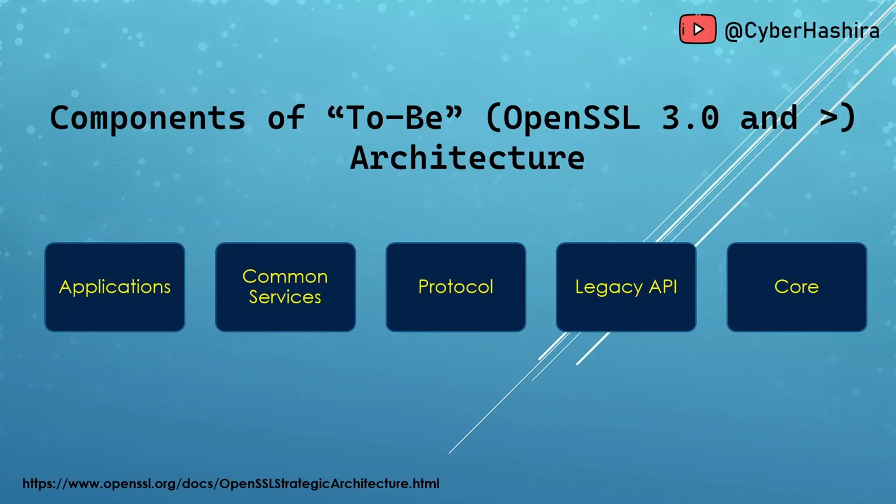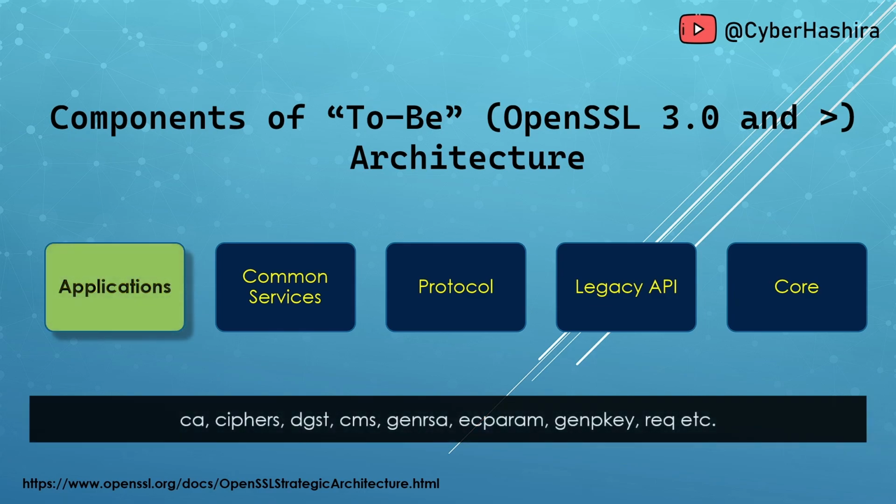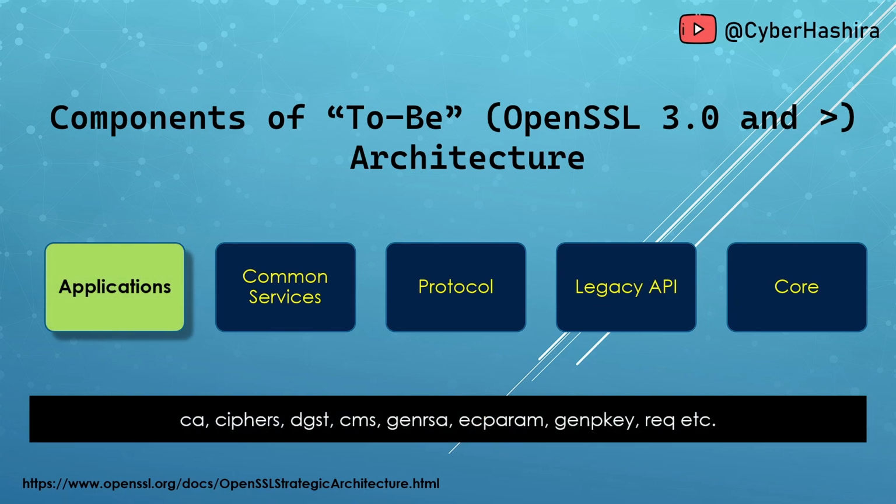Starting with OpenSSL version 3.0, there is a new to-be architecture and it has some changes. Let's talk about those changes. Application is the same as it was for the previous version of OpenSSL. It has the same commands. Nothing is new here except for some new commands and changes introduced in OpenSSL 3.